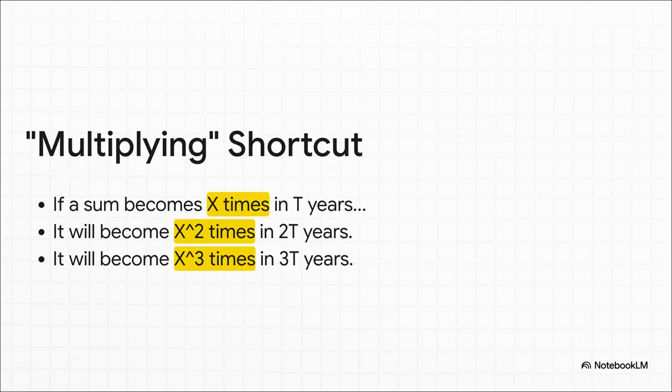This shortcut is an absolute lifesaver for those questions about how long it takes for an investment to multiply. If a sum of money doubles in, let's say, 5 years, it's going to become 4 times the original amount in 10 years and 8 times the amount in 15 years. You see the pattern? The amount grows exponentially, but the time it takes just adds up linearly.